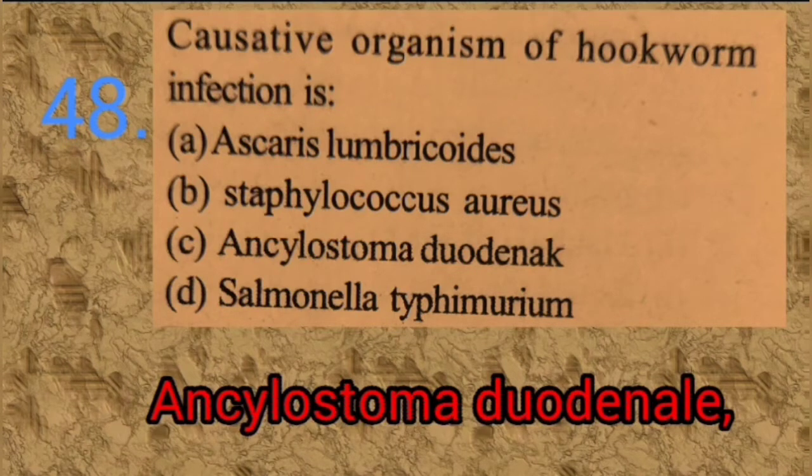Causative organism of hookworm infection. Options: A. Ascaris lumbricoides. B. Staphylococcus aureus. C. Ancylostoma duodenale. D. Salmonella typhimurium.